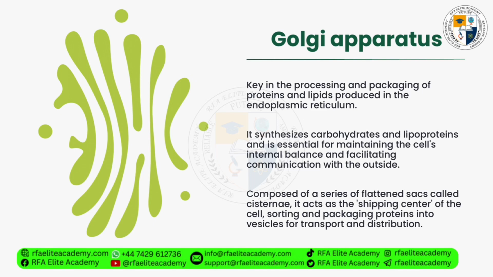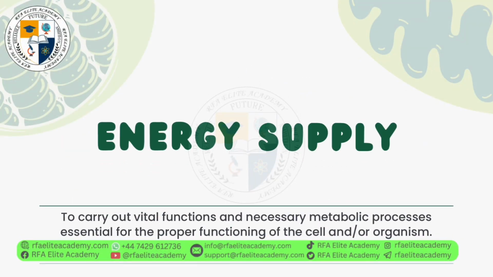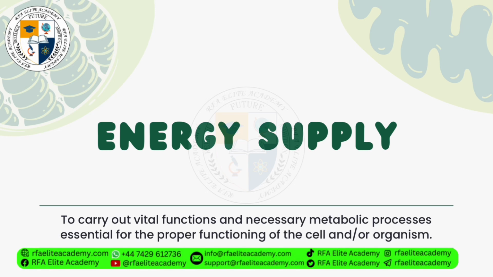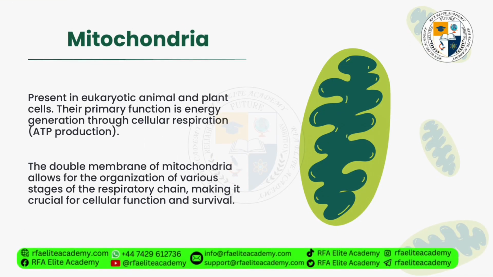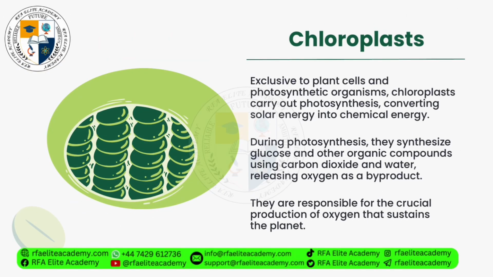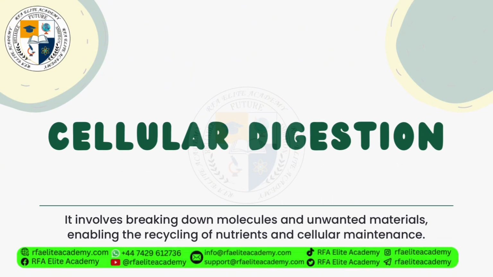Now let's talk about energy supply. So in biology, whenever you hear the word mitochondria, the word that should pop up into your mind is energy. Mitochondria is the powerhouse of a cell that provides energy by a process called cellular respiration. The next one is chloroplasts. Chloroplasts are mainly seen in leaves. They have a green pigment called chlorophyll, and their main job is to absorb sunlight for the process of photosynthesis.